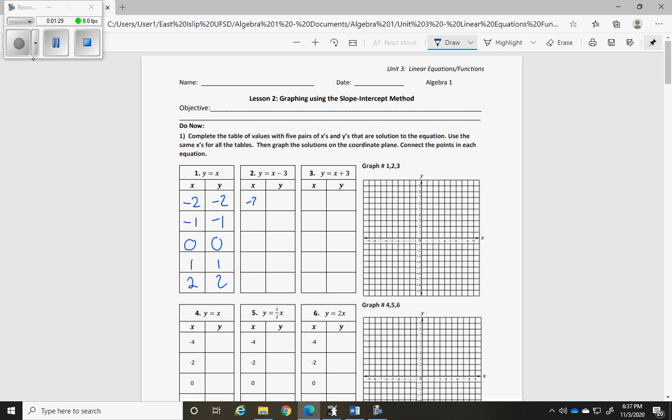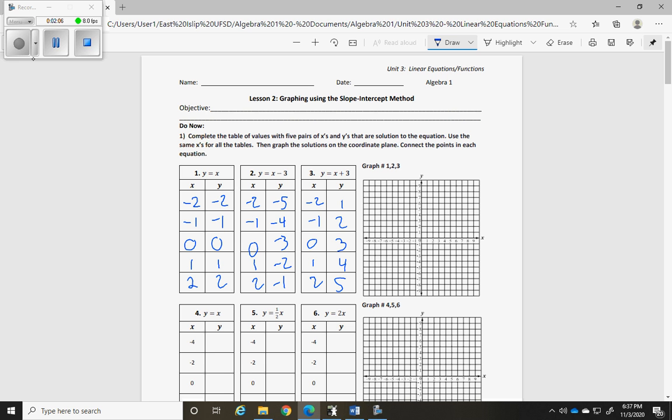The second table, I'm still going to pick -2, -1, 0, 1, and 2. And now when I put a -2 in place of x, it says -2 minus 3. So that's a -5. -1 minus 3 is a -4. 0 minus 3. 1 minus 3. And 2 minus 3. And then number 3, I'm still going to pick -2, -1, 0, 1, and 2. And -2 plus 3 is 1. -1 plus 3 is 2, 0 plus 3, 1 plus 3, and 2 plus 3.